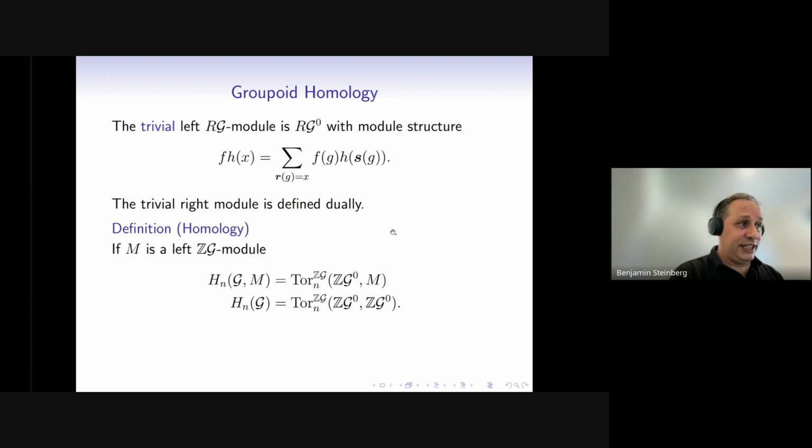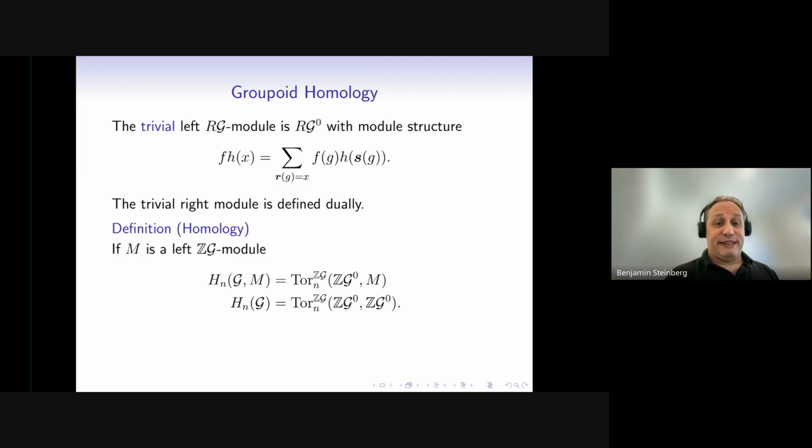And so here's the definition of groupoid homology. If you have a left ZG module, then Hn of G with coefficients in M is Tor from the trivial right module to M. And the homology of the groupoid is Tor from the trivial left module to the trivial right module. So it's the same definitions as in group homology, except we have a different and more complicated trivial module. So I'll give this a moment to sink in.